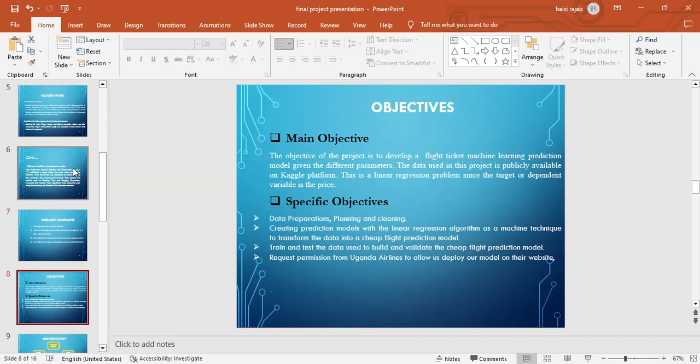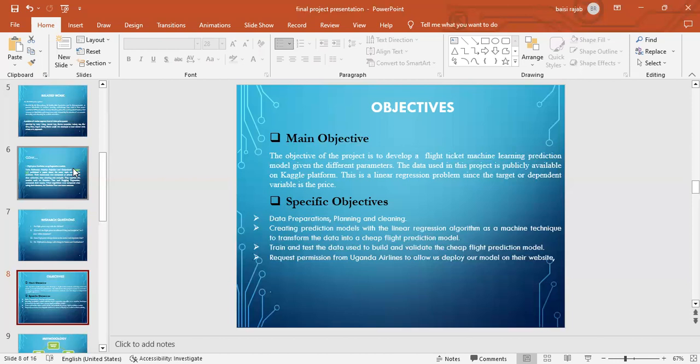On the specific objectives, how we are going to run our project: we have to get the data set itself. We have to clean it by removing empty cells and redundant data. We shall create prediction models. Linear regression will be the one at hand, plus other regression models, whereby we shall compare and contrast at the end. We shall train and test our data. For us, we shall use a train set of 80% and a test set of 20%.